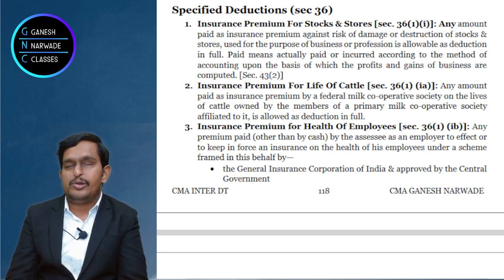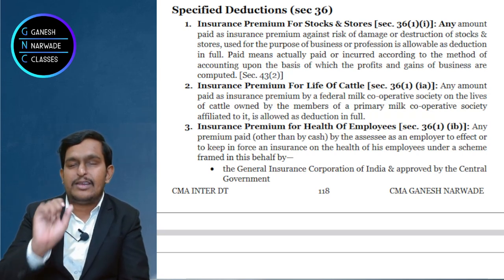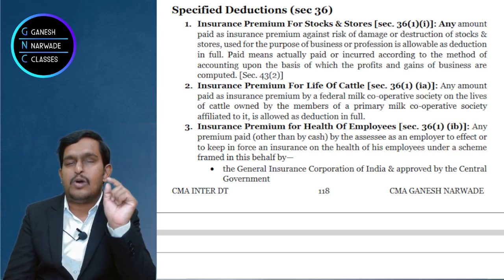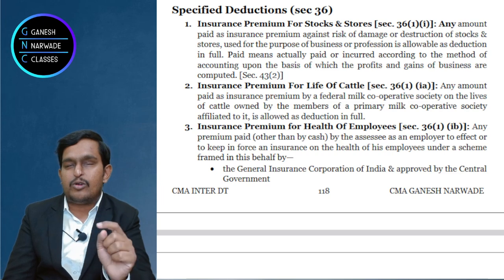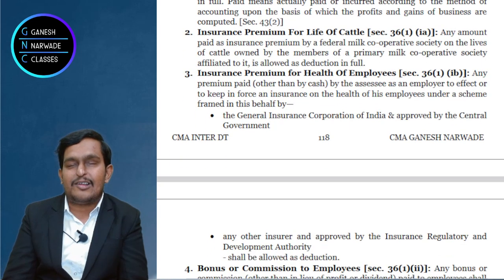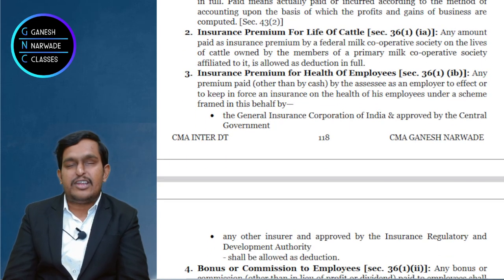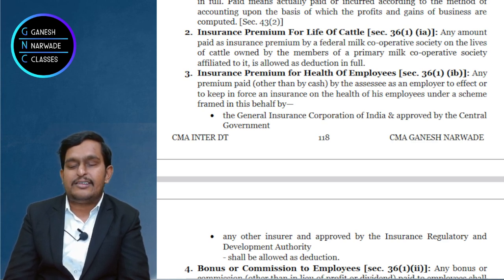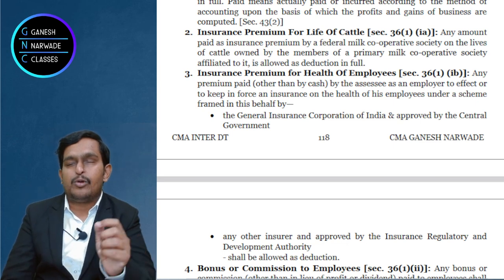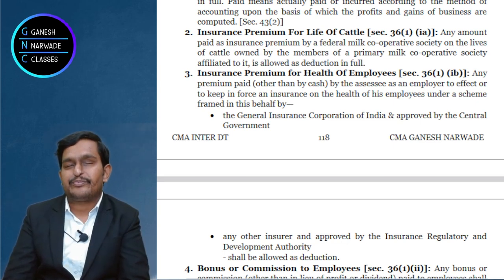So, very clear to you: insurance premium on the health of employees under section 36 subsection 1 clause 1b is allowed as deduction only on actual payment, that too through account payee cheque, demand draft, electronic clearance system, or any other electronic means. But if it is paid in cash, not allowed as deduction. And the health insurance should be a scheme as per the General Insurance Corporation approved by the central government, or any other insurance approved by IRDA.